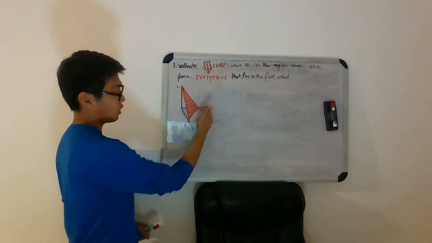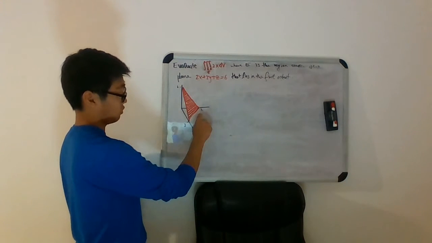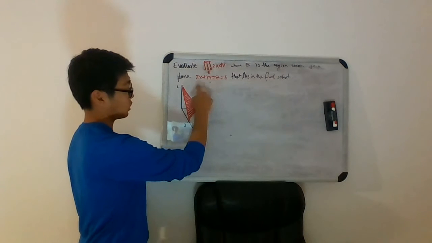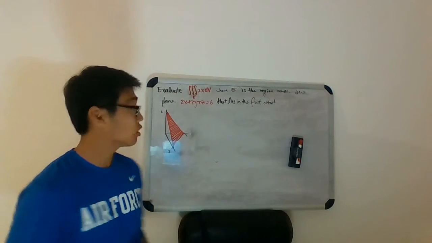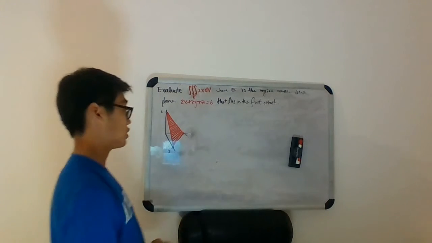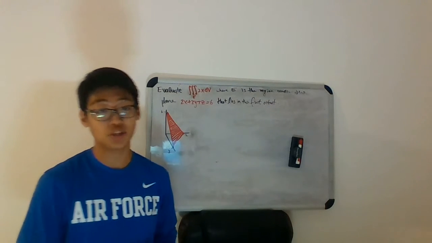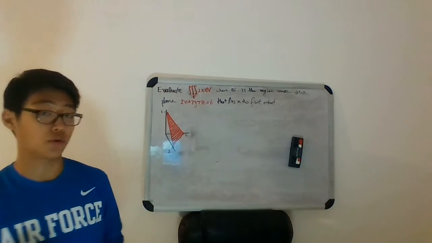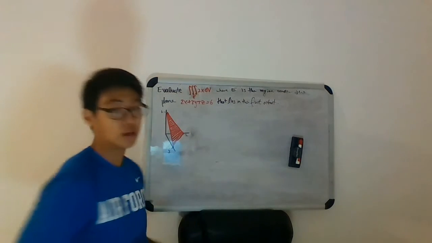And so that plane right here is symbolizing this equation right here, 2x plus 3y plus z equals 6. Before we evaluate the integral, we need to set this up. And in order to set this up, we have to find the limits of integration, which are the upper and lower bounds for each of the three integrals.